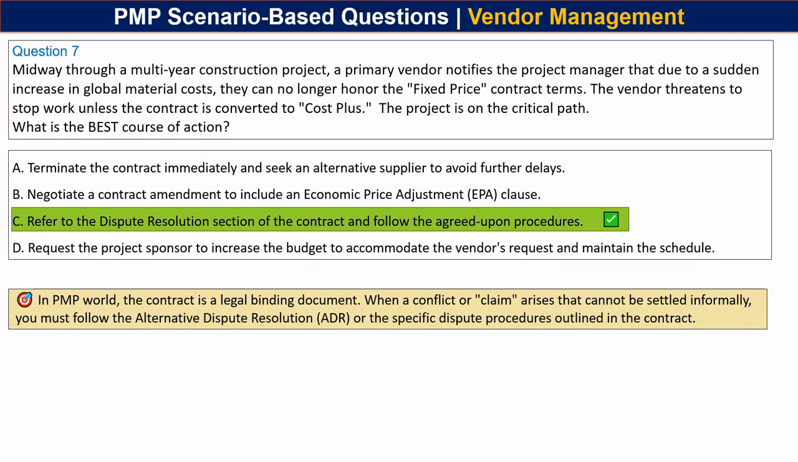In PMP world, the contract is a legal binding document. When a conflict or claim arises that cannot be settled informally, you must follow the alternative dispute resolution, ADR, or the specific dispute procedures outlined in the contract.